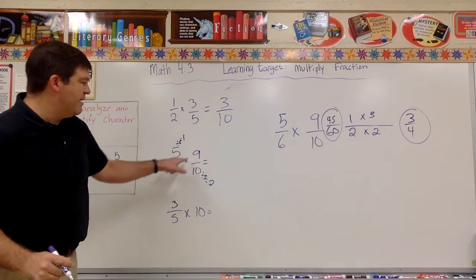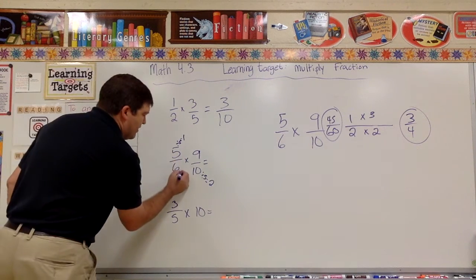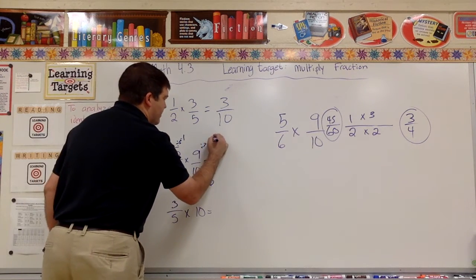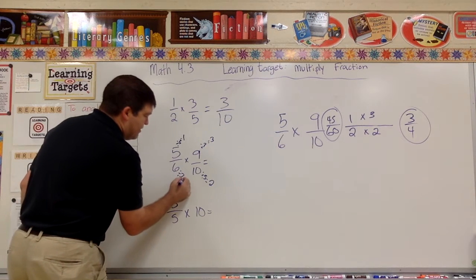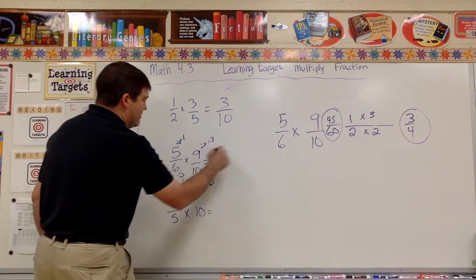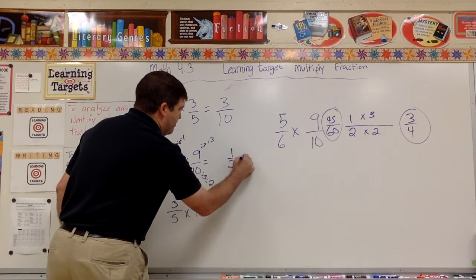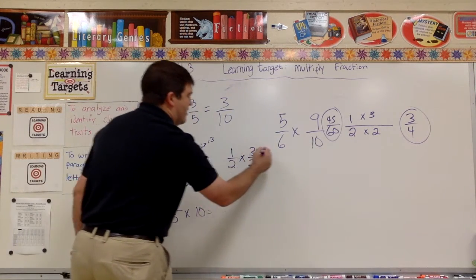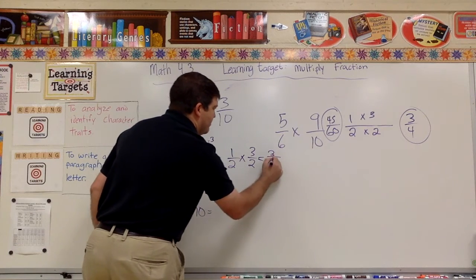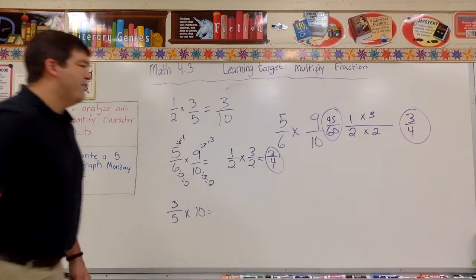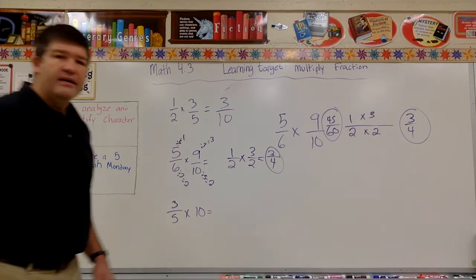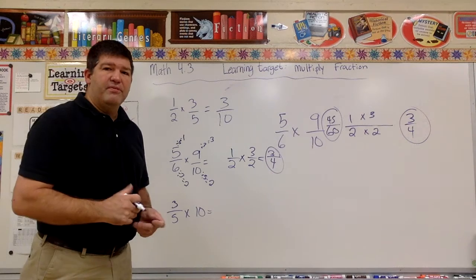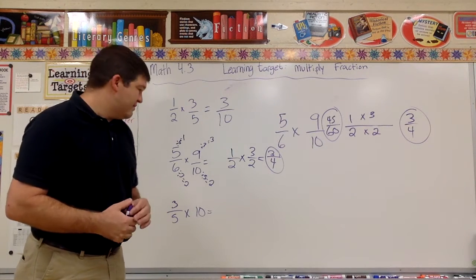And I see that 3 can go into each of these. Divide this by 3, divide this by 3. 3 divided by 3 equals 1. 6 divided by 3 equals 2. So now I'm going to rewrite it. This is 1 over 2 times 3 over 2. I go like that. 3 times 1 is 3. 2 times 2 is 4. I get my 3/4. Okay? Giving you a couple different ways to simplify that and to get the correct answer.